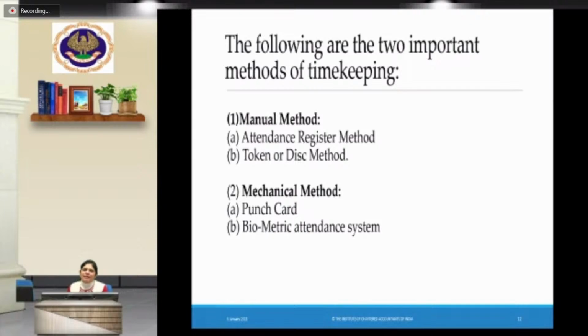But yes, it carries a cost. So small organizations mostly use the punching card or the attendance register. Large organizations use biometric now. So in many organizations, as you must be aware, we use the biometric attendance.